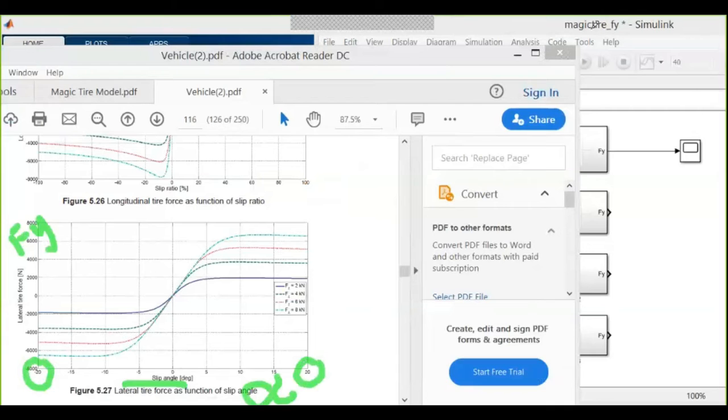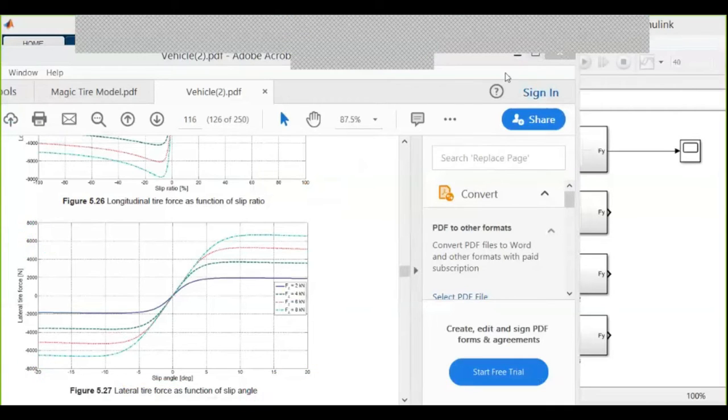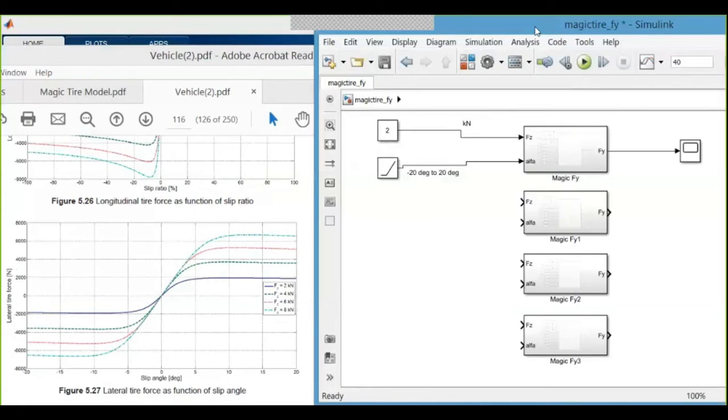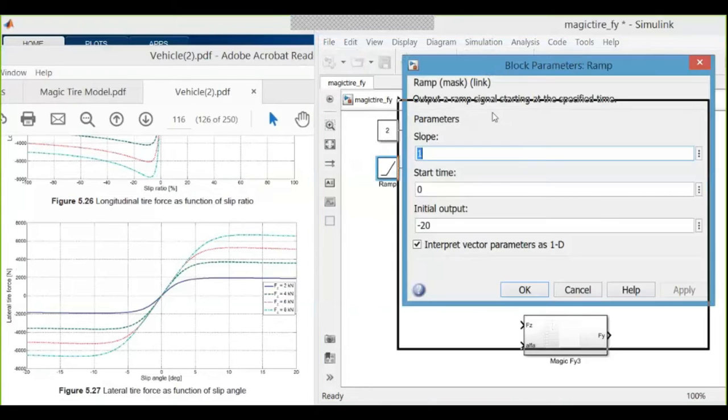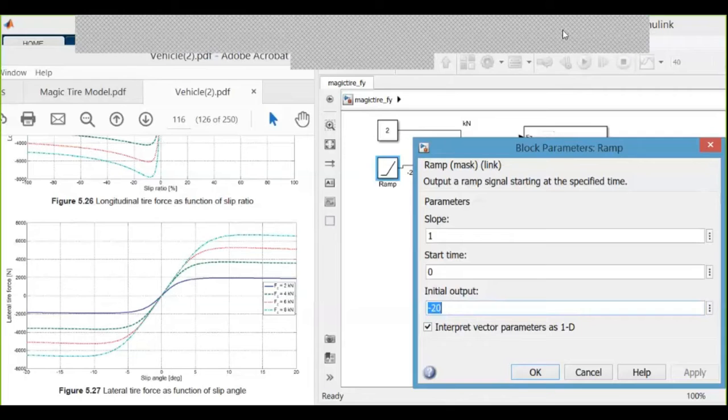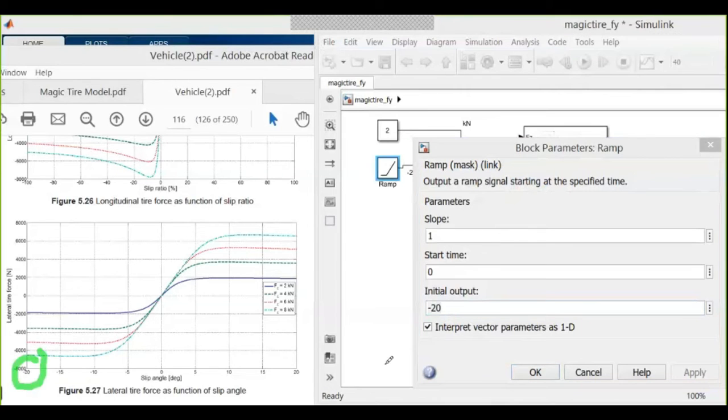So in our model, make sure you can see, we use input alpha as a ramp here. Slope is 1. Initial output is negative 20, meaning negative 20 degrees, the initial output from the ramp. And then 20 is the final input for the model.